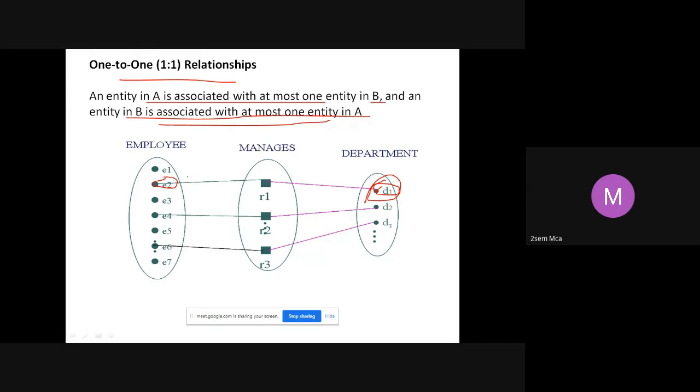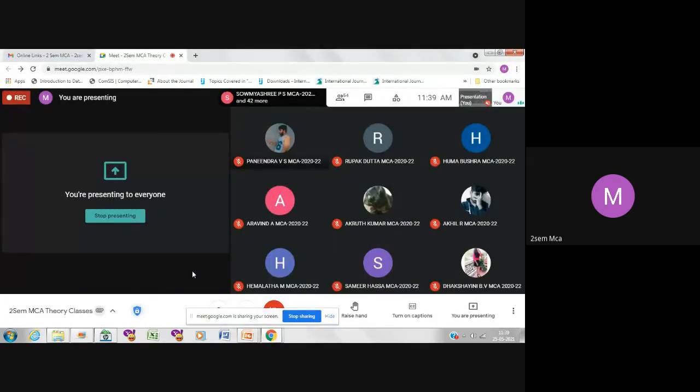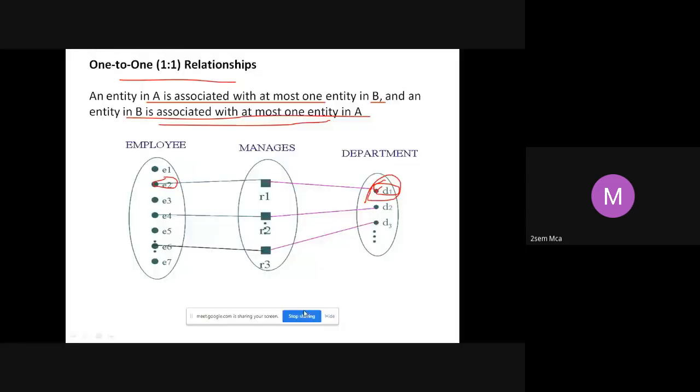Can you give me some examples for 1 to 1? More examples for 1 to 1? Any examples for 1-to-1? Anyone? No one is replying. So that's an example for 1-to-1.